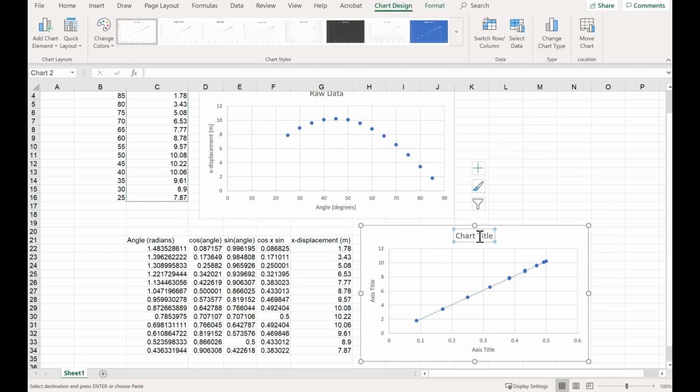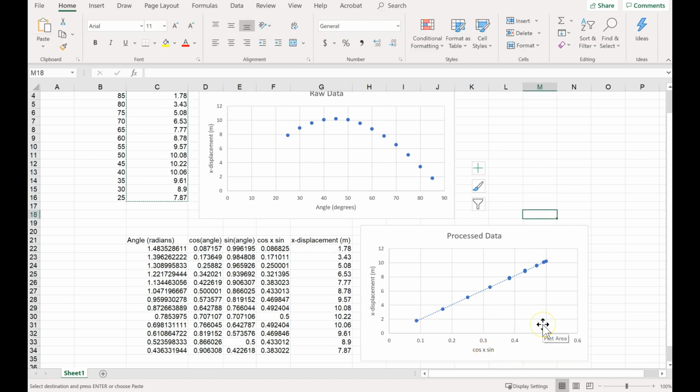I'm going to change this to process data. Remember, you click once to select it, and you click a second time to enter the text box. I click once, and then I click a second time. Now this is still x displacement in meters. And this is cosine multiplied by sine. So I'll just label it that way.